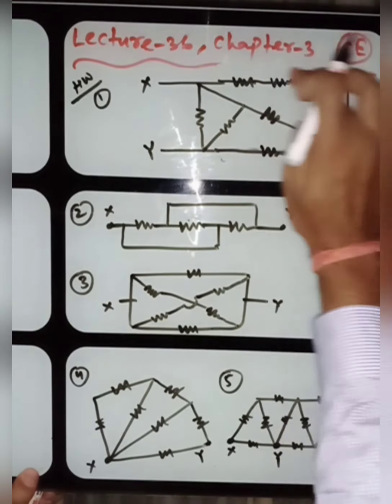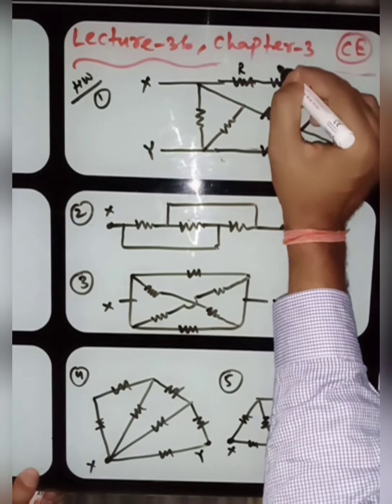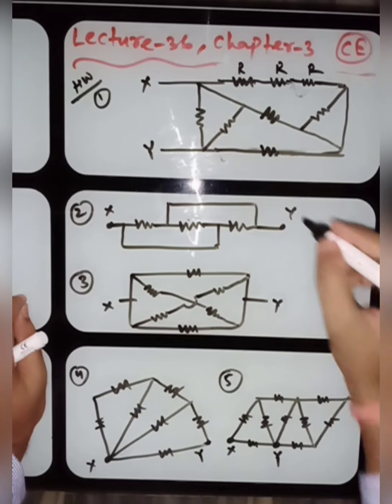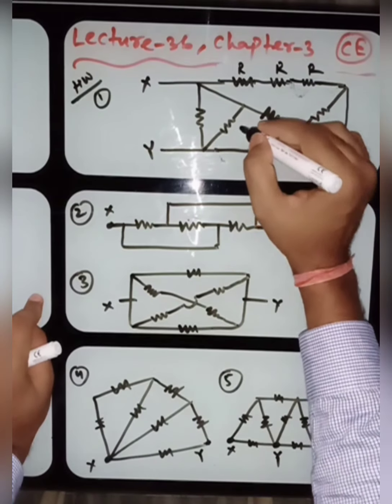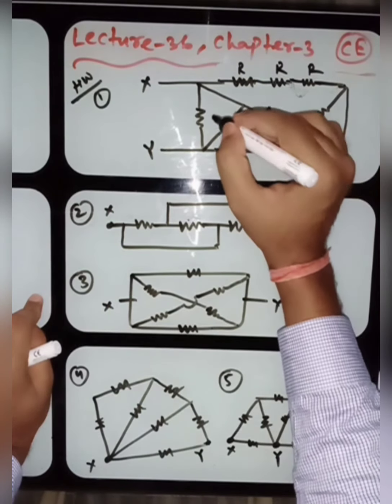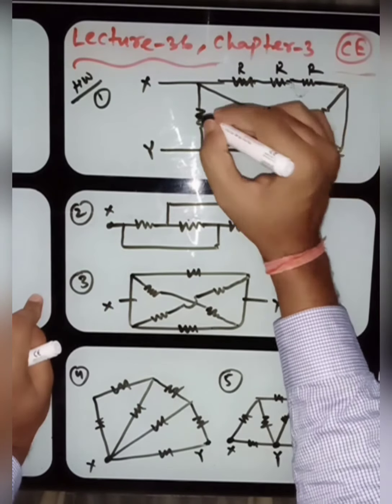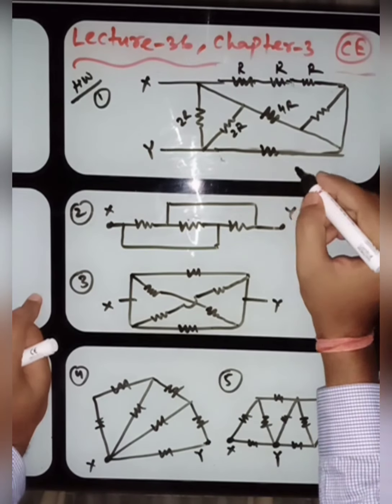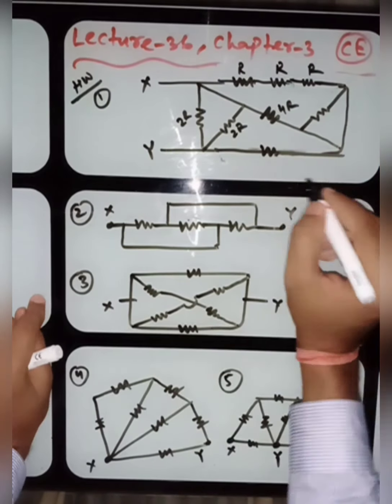So all the resistors are R. Here this is 2R, here the 2R. Suppose this is 4R. I hope you will be able to write here the 3R. Suppose this is 2R. All are connected. Then you have to find the equivalent resistance between X and Y.